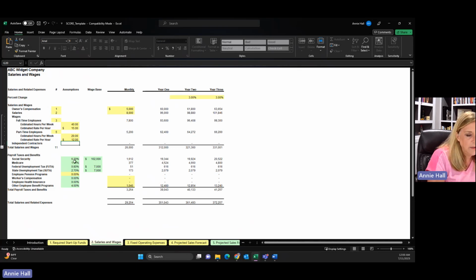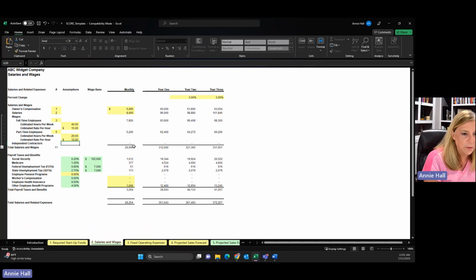Now, over here, this is going to automatically calculate the payroll taxes that we have to pay. So these are the standard amounts. I don't know if these are still current or not, but we're going to assume they are, and we're going to leave them as that. You would put your specific amounts in these green boxes if you needed to. Now, this one has a pension program built in. Obviously, we don't have a pension program yet.